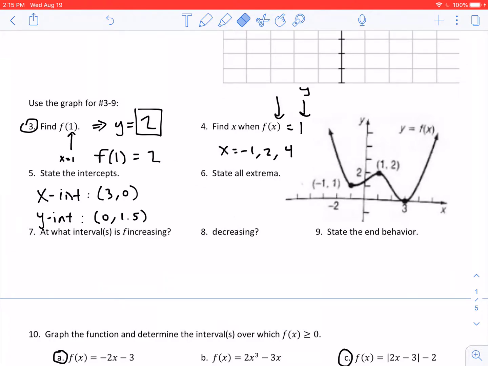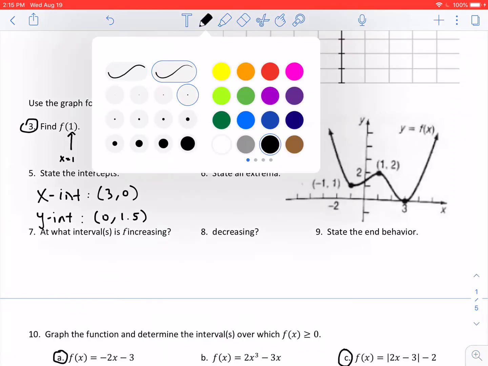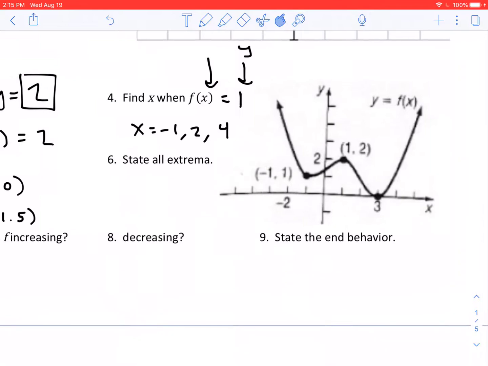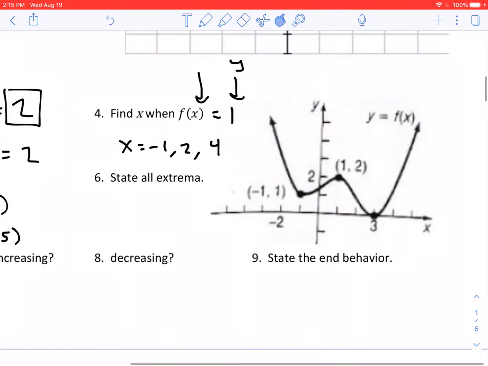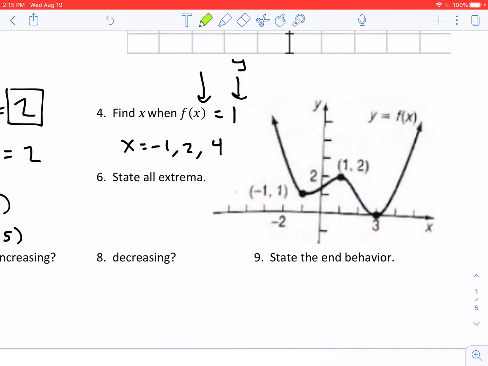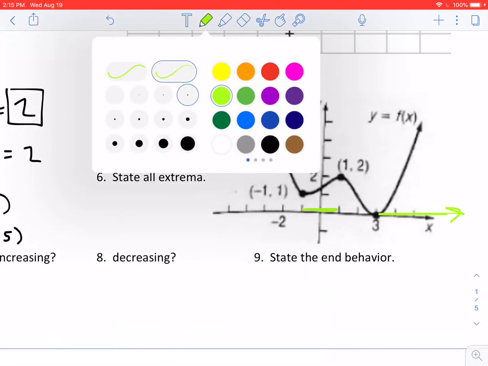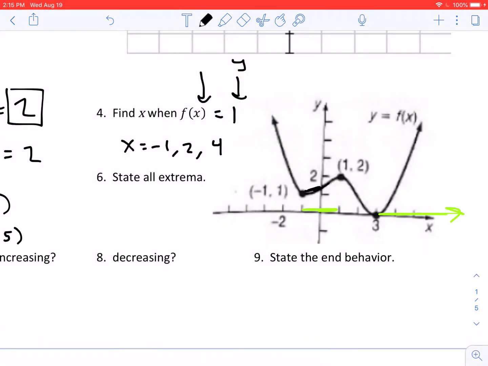Okay, where is it increasing? And for this, let's maybe go to our color. Well, it's increasing over this space and over this space. Why did I say that? Well, look. Certainly we would all agree that if you looked at just this section of the graph, it's rising. And if you looked at just this section of the graph, it's rising. But we want intervals of increasing. So we want to talk about the section of the x-axis over which that function is rising.